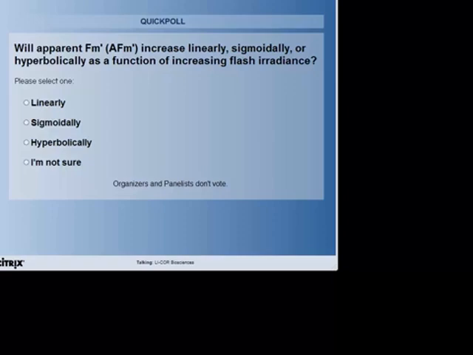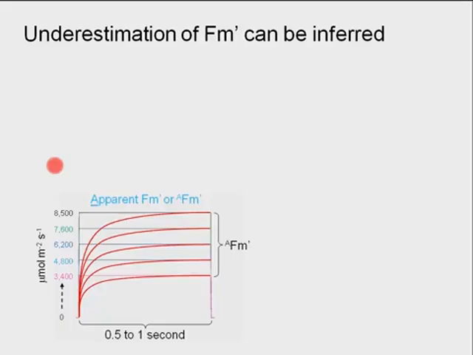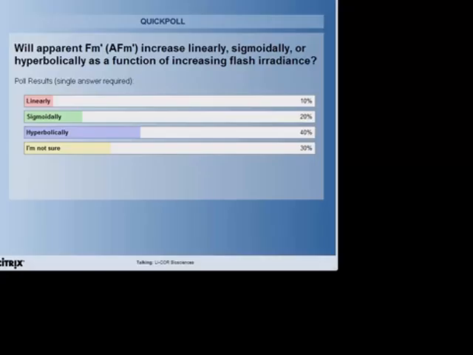So it looks like about 10% said linearly, 20% sigmoidally, 40% hyperbolically, and then 30% we're not quite sure. Wow, that's great. That's a great response. All right, well, let's look at the data.